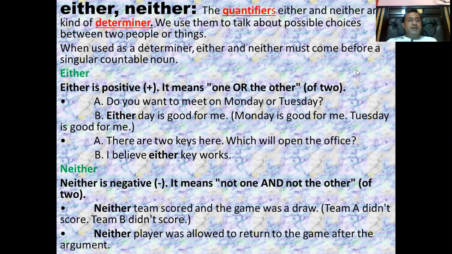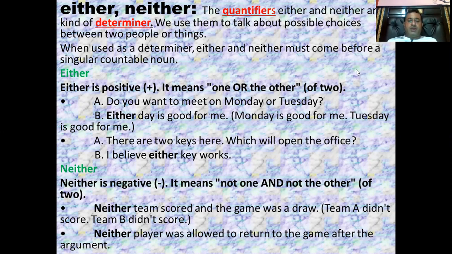On the other hand, neither is negative. It means not one, not the other. Either is positive, meaning that if two choices are there, you can choose one of them. But neither is negative, neither one nor the other, meaning both cannot be used. Neither team scored and the game was a draw. It means both the teams did not score. Neither team A scored, neither team B scored. So both the teams did not score. So neither is negative when both the options are not.